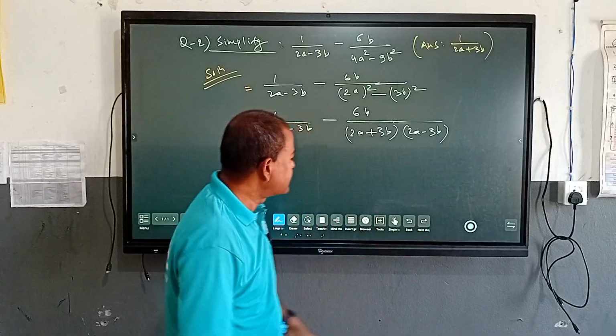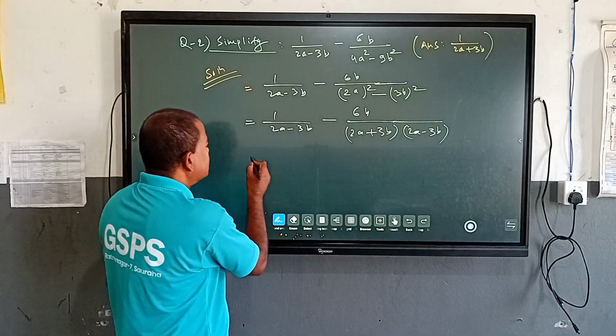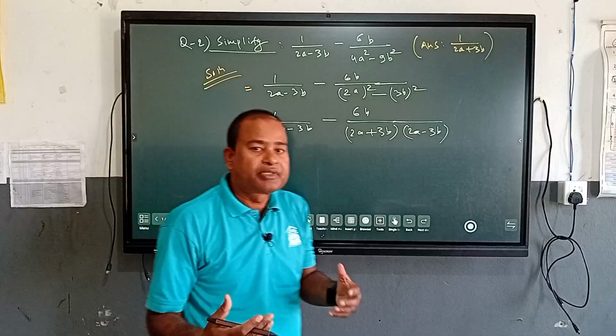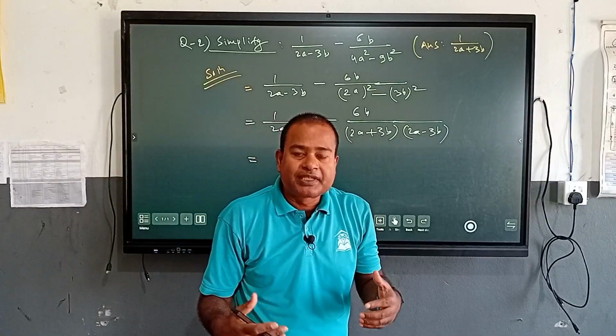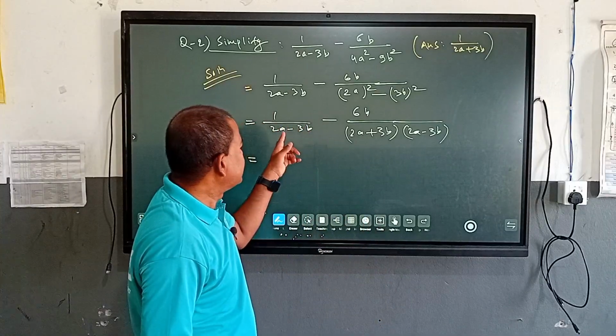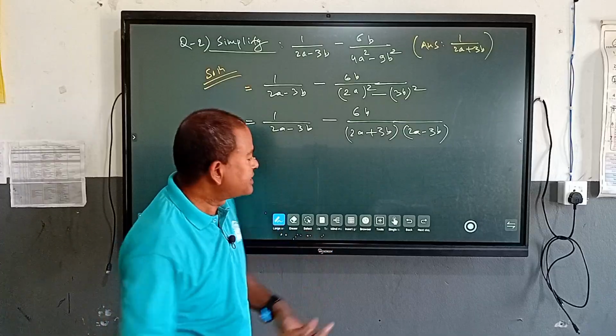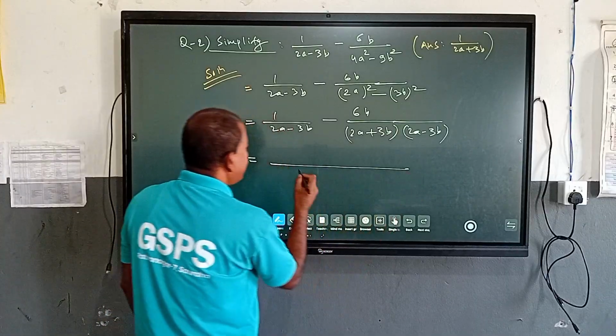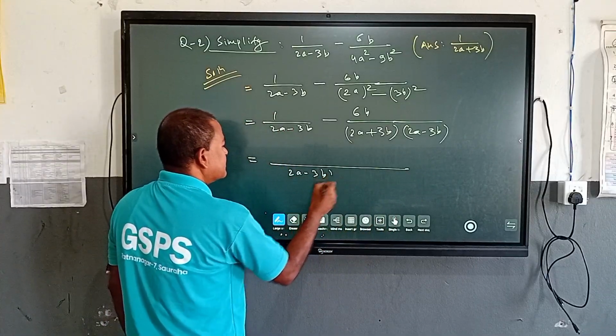We have got two factors. Dear students, now the second step. In the second step, now we have to take the LCM. We have to take the LCM of denominators. So let's take the LCM.